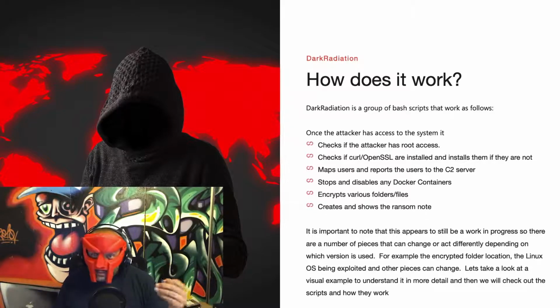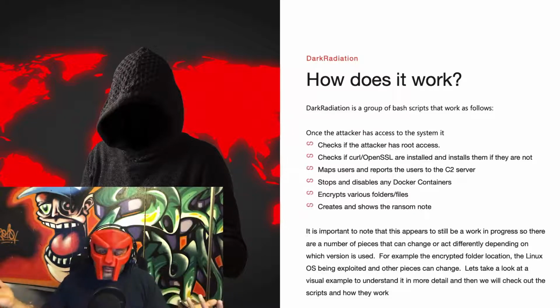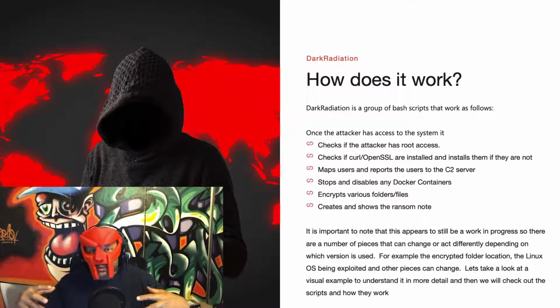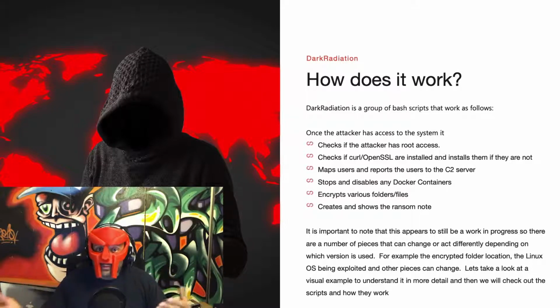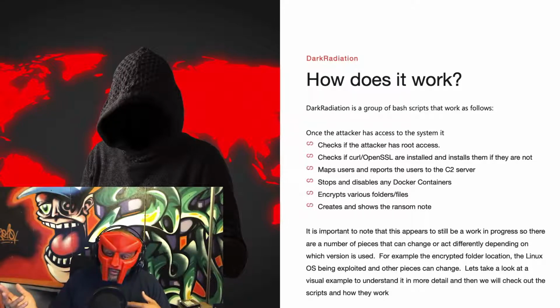Once it figures out that it does have root access, it checks if curl and OpenSSL are installed. If they are not, since it has root access, it installs them using the yum package manager. Once it knows those are there, it begins the process of mapping all of the existing users and communicating that to the command control server.